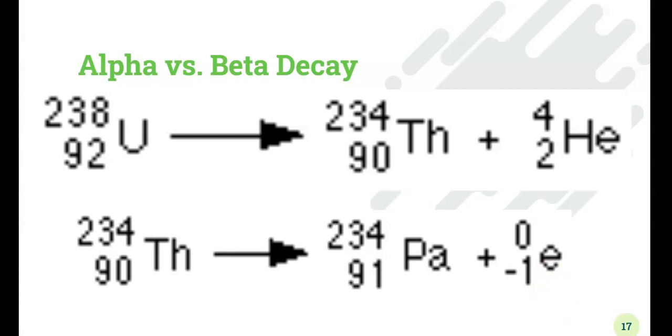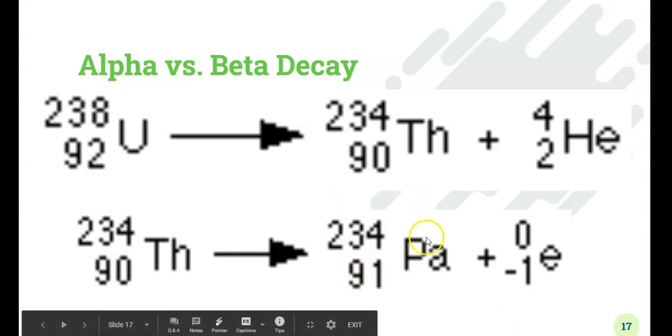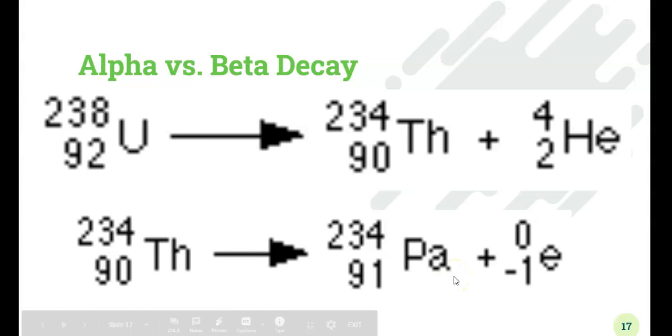Okay? Now think about why this makes sense, right? When the beta particle was emitted, a neutron turned into a proton. So we have the same total number of protons and neutrons, but now one of those neutrons has become a proton.